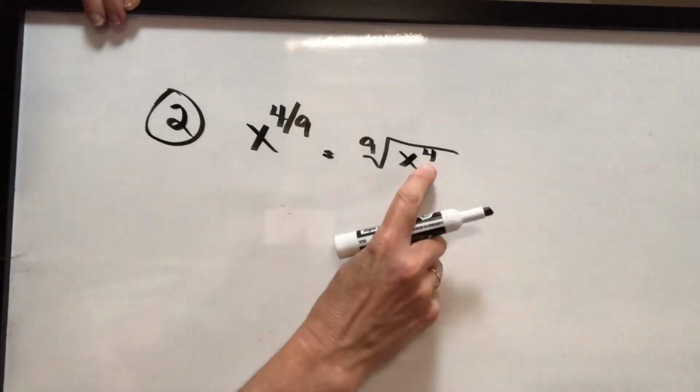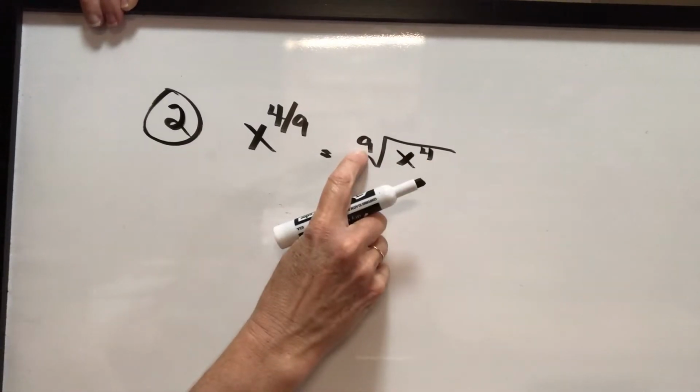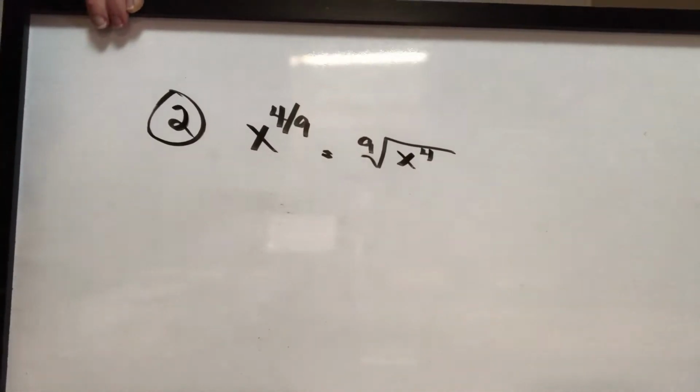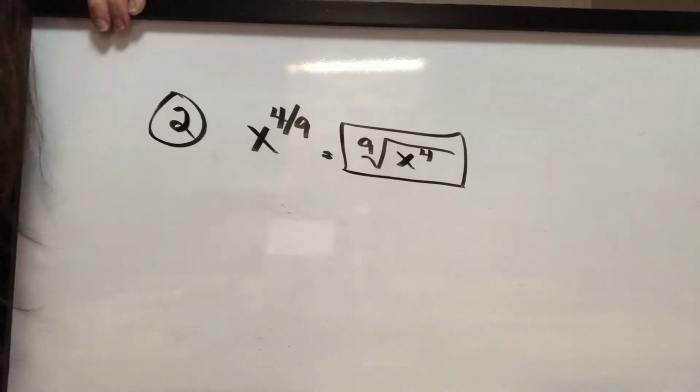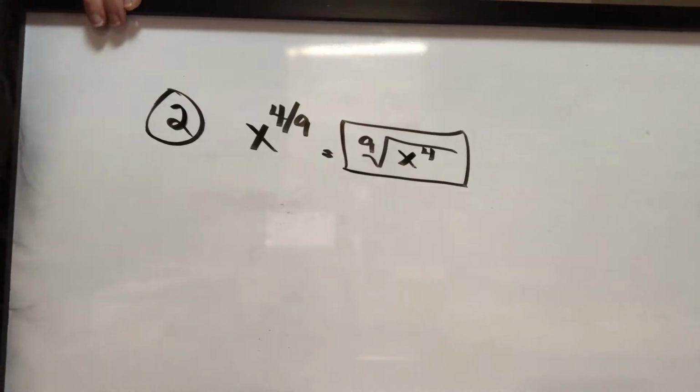So you cannot break up 4 to make it divisible by 9 because 4 is less than 9. So in this case, you would not be able to simplify any further. So your final answer would be 9th root of x to the 4th.